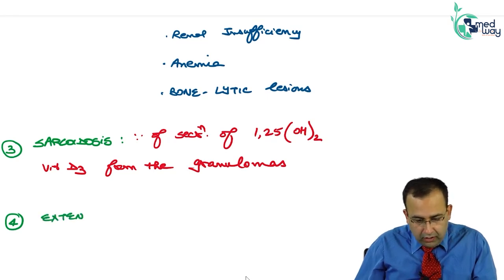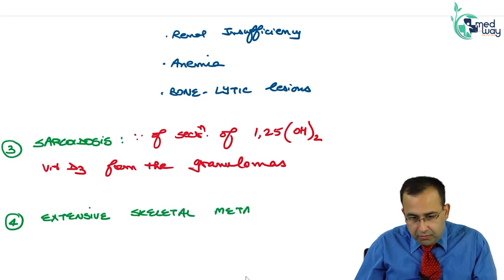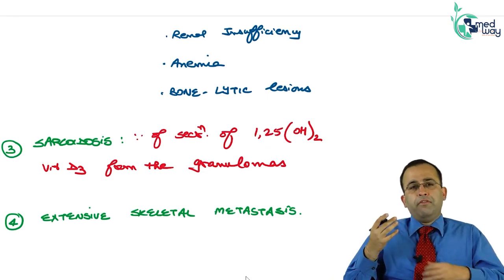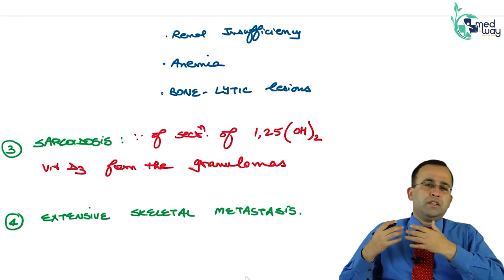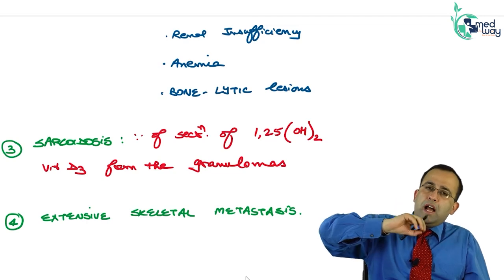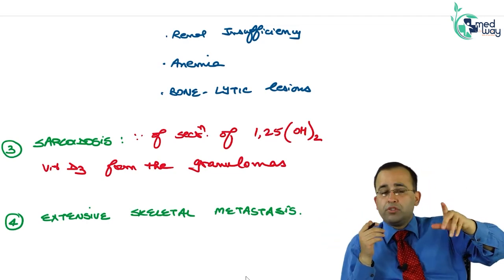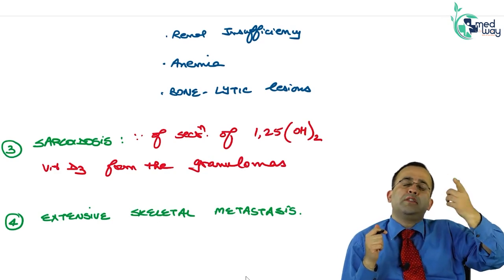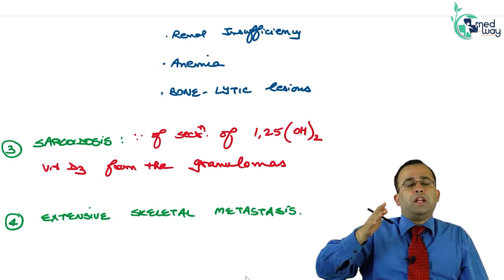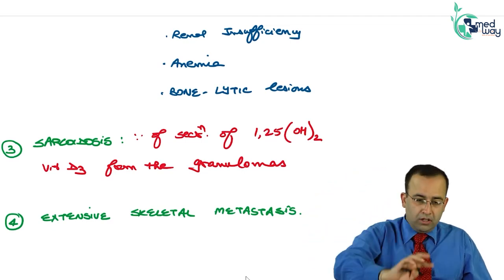Last example is extensive skeletal metastasis. Meaning, what does this mean? Suppose patient has any cancer, extensive skeletal metastasis. Patient has breast cancer, which metastasizes to the bone. Breast cancer bone में चला गया. Extensive skeletal metastasis हो गया. As a result of which, there will be osteolytic lesions leading to increased calcium. So extensive skeletal metastasis causes increased serum calcium leading to metastatic calcification.